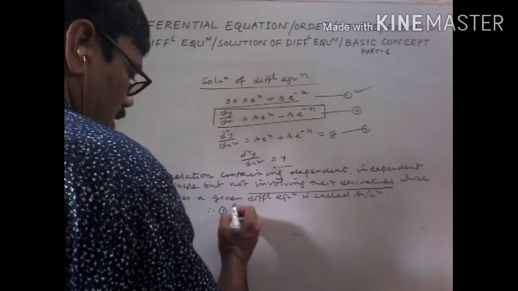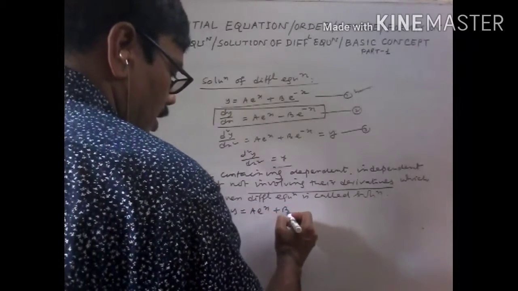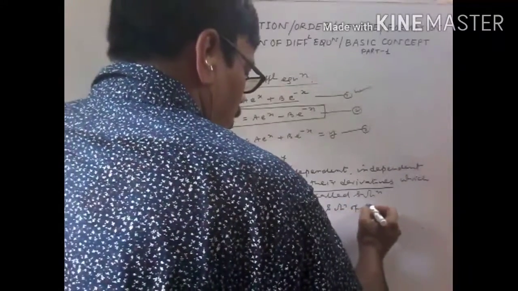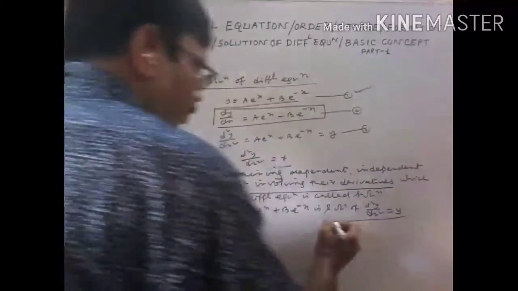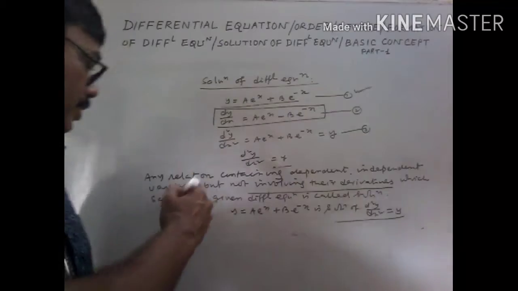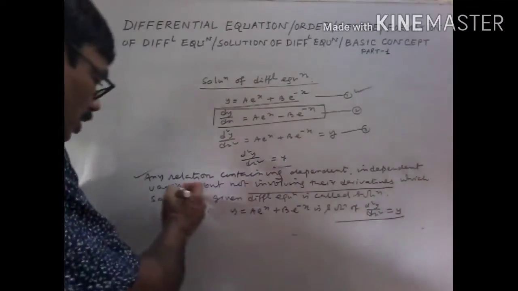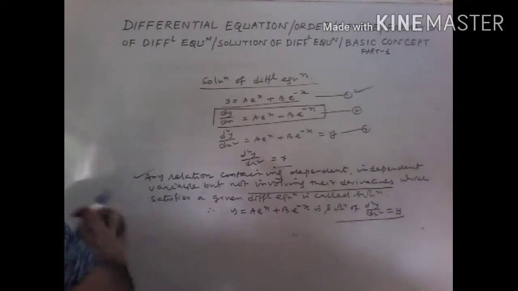Therefore, y equals a e to the power x plus b e to the power minus x is a solution of d2y/dx2 equals y. But 2 is not a solution. So this is the definition of solution. It must satisfy the equation, but look, it does not involve their derivatives.